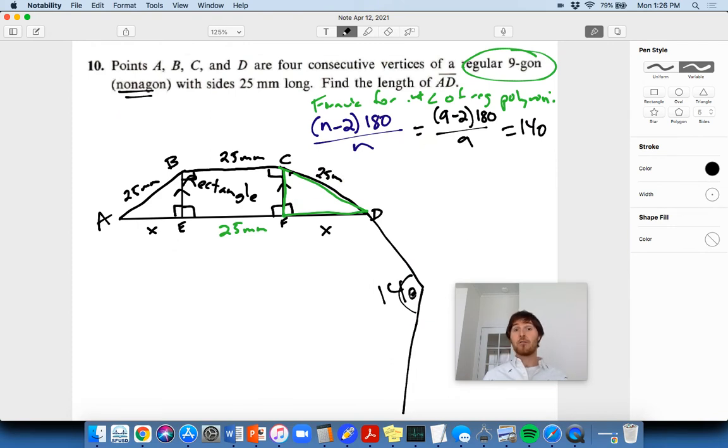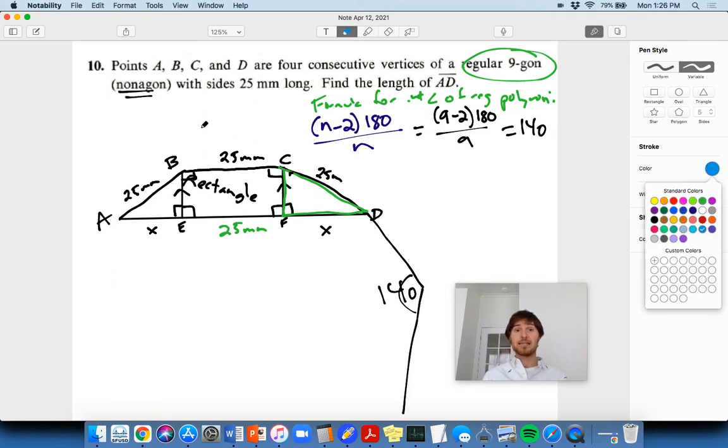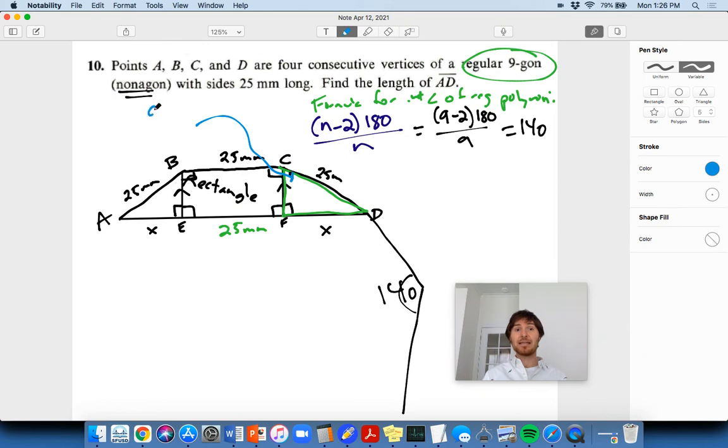So this is 140 degrees, but if this is a rectangle, that takes up 90 degrees here. The whole thing is 140. How did I get that again? A nonagon's interior angles each measure 140 because it's regular and equiangular. We can figure it out using the formulas that we studied back in chapter 2 or chapter 3. But what I'm going to do is 140 minus the 90-degree angle that was right here. It's going to tell me that this is a 50-degree angle.